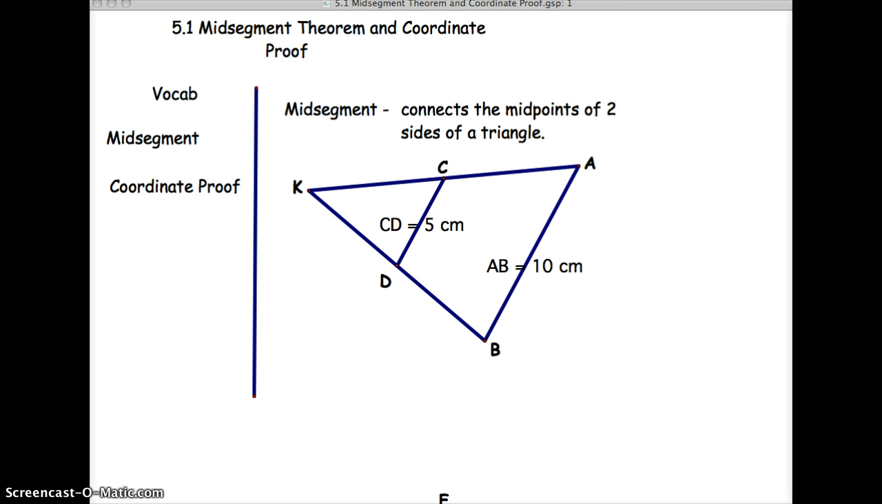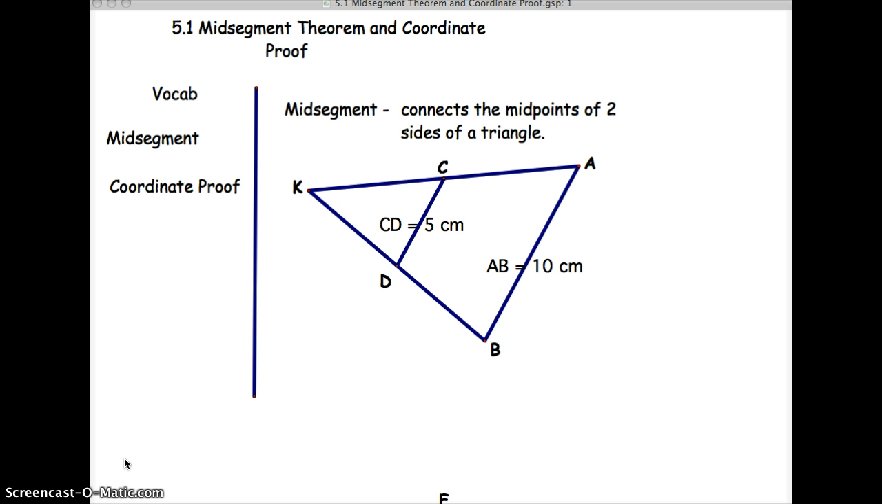We're going to talk about the mid-segment theorem and a coordinate proof. Again, it's a coordinate proof. It's slightly different. It's not a two-column proof, so no worries about that. Just be prepared. You'll see it's not necessarily easy, but it's different than a two-column proof.